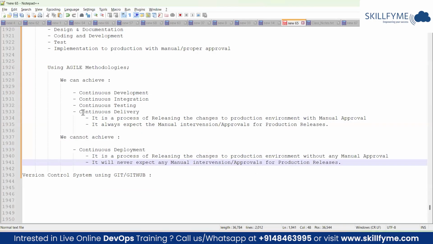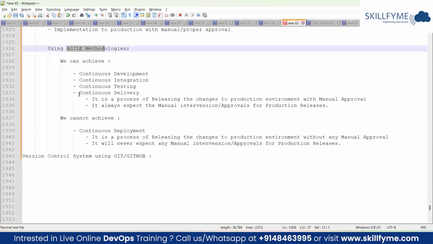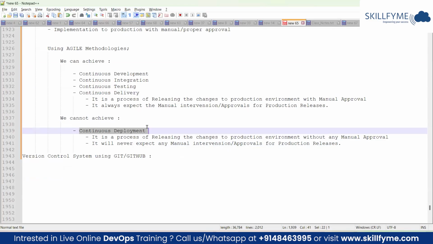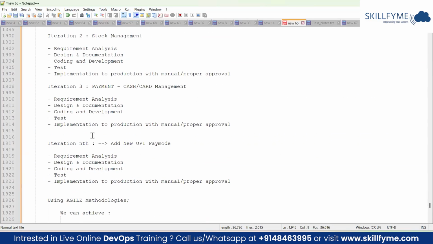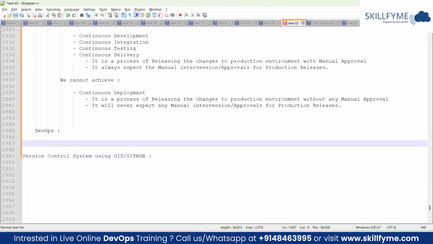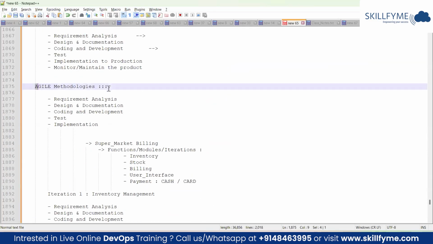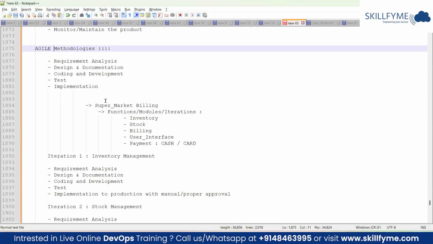So this is the basic difference between continuous delivery and continuous deployment. Using Agile methodology, we can achieve continuous delivery, but we cannot achieve continuous deployment. So now, how can I achieve continuous deployment? For that only, we were introduced to a concept called DevOps. So what is DevOps now? DevOps is also a software development strategy. Like your waterfall model and agile methodologies, DevOps is also a software development strategy or a process.